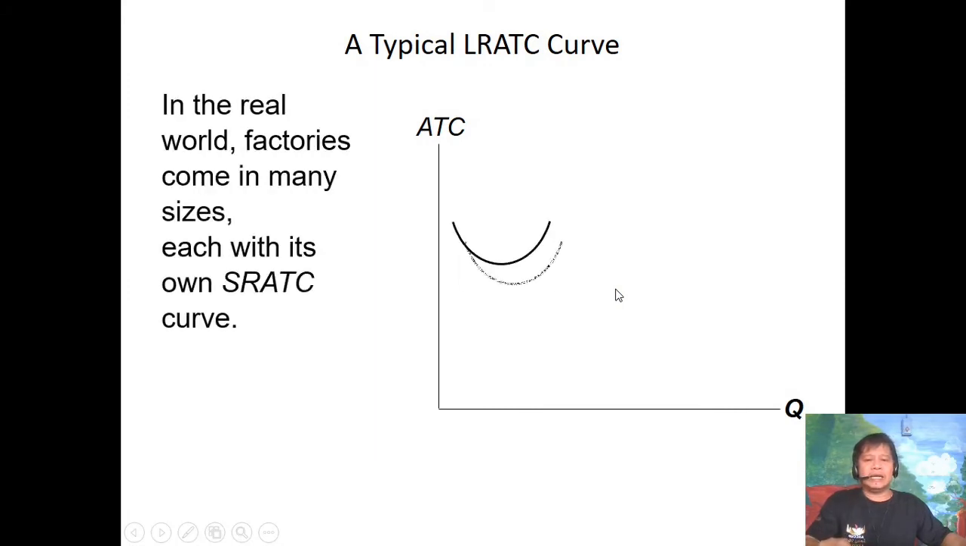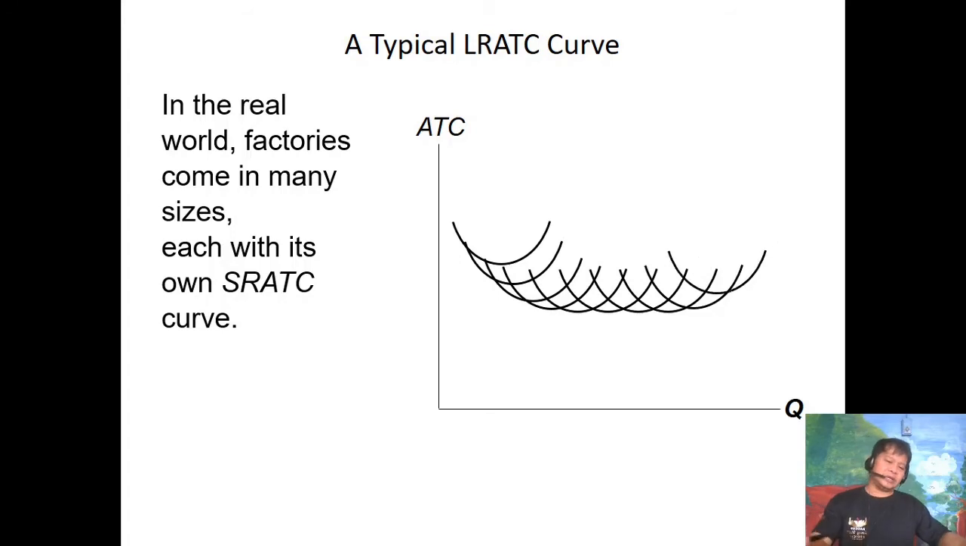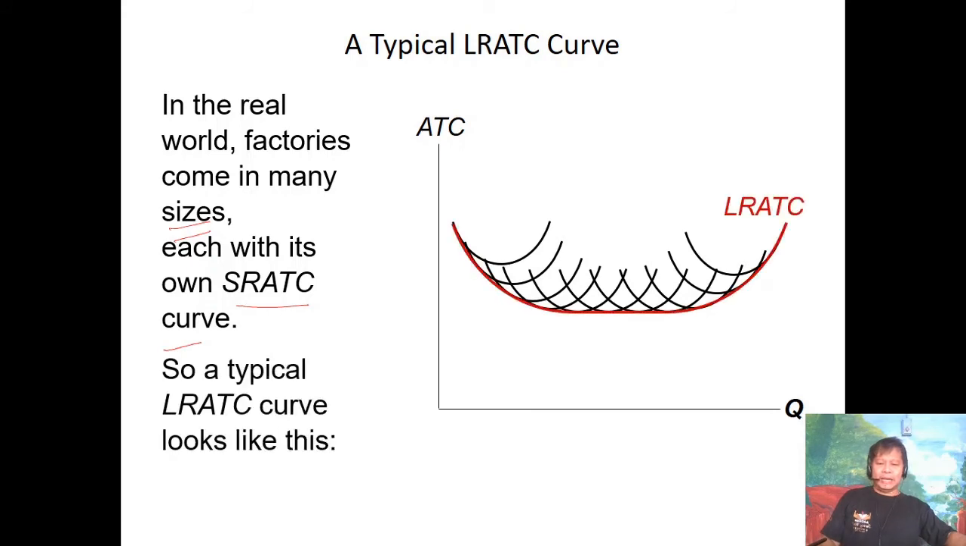Okay? So a typical long run average total cost. Considering there are lots of companies, small, medium, and large in the market, in the real world, factories come in many sizes, like a small store, a sari-sari store, a grocery, a mini mart. So in the real world, factories come in many sizes, each with its own short-run average total cost curve. These short-run cost curves are these small U shapes here. So, the combination of those short-run curves, the typical long-run average curve looks like this. Look at the red one, this is a typical long-run average total cost, like a combination of all the short-run costs.